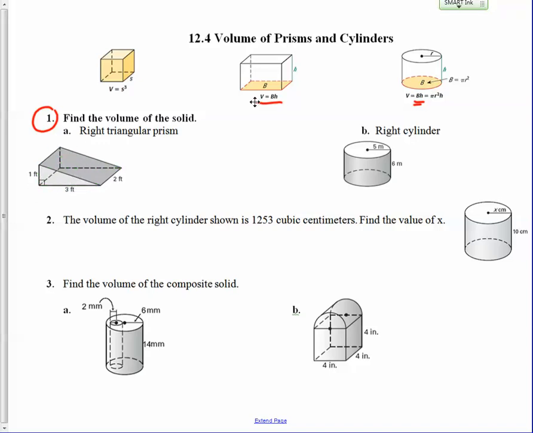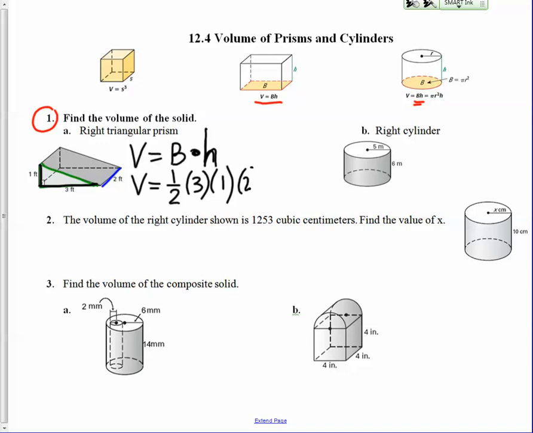Now we will need to calculate the volume. So again, the volume is going to be the area of the base times the height. In my case, the area of the base is a triangle, so it's 1/2 the base of the triangle, which is 3, times the height of the triangle, which is 1, and the whole thing should be multiplied by the height of the prism, which is 2. If you calculate carefully, it is 3 feet cubed. And that's how you do every problem in here.